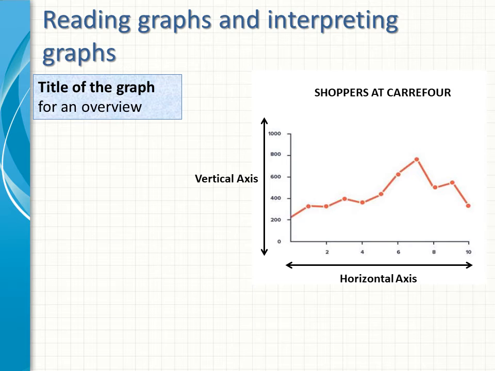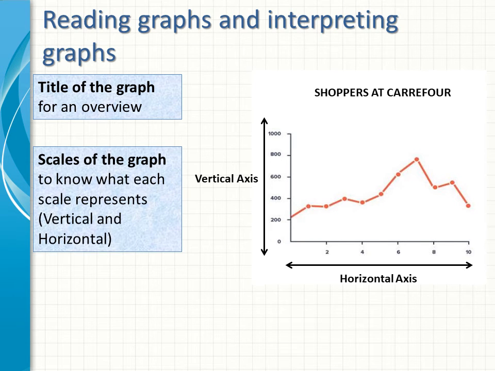That's our horizontal axis. So first, to read your graph, look at the title of the graph. What is this graph talking about? It says shoppers at Carrefour. This means some people went shopping in Carrefour. The second thing to check is the scales of the graph, the vertical axis and the horizontal axis.